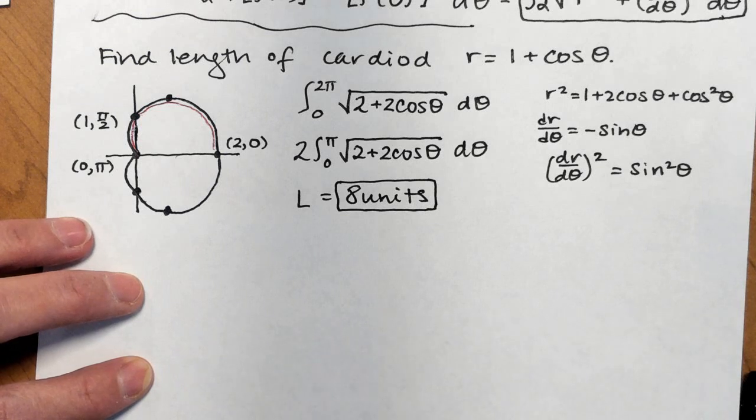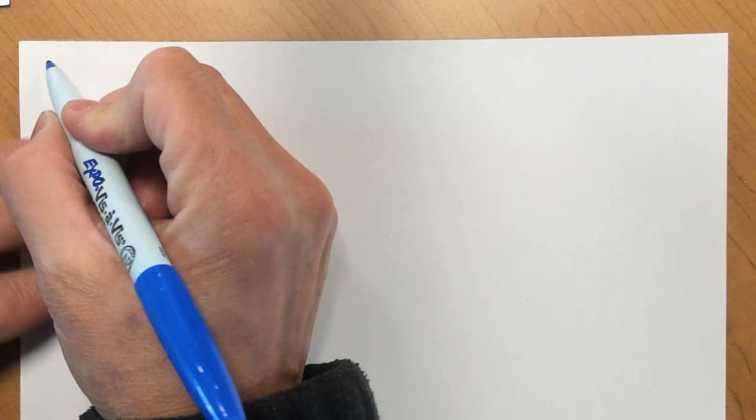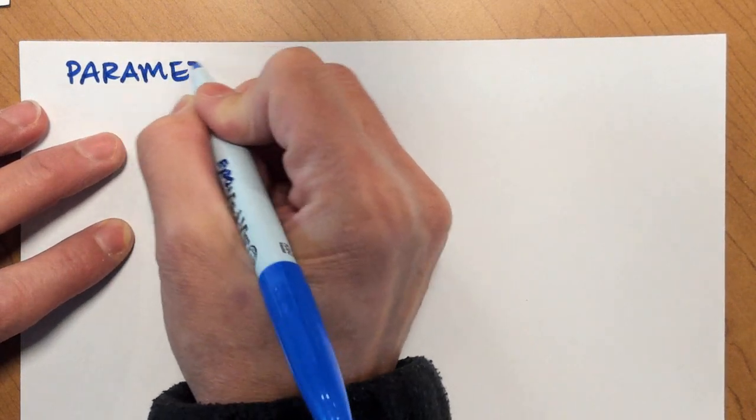Actually, you know what? Before I talk about particle motion, let's just review some important parametric and polar facts. Okay, so let's start with some parametric facts. So parametric facts that are going to be important to us. And these are things you should have memorized.